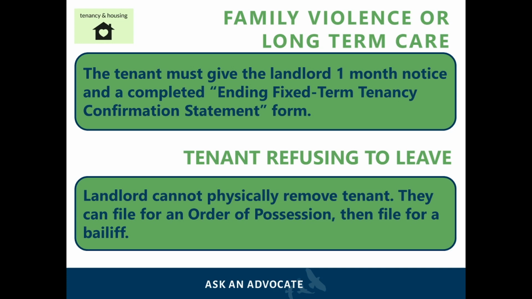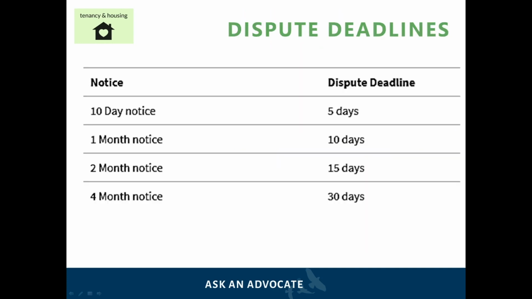If the tenant has received an eviction notice and they have reached the stage to vacate the property but is refusing to leave, keep in mind that the landlord cannot physically remove the tenant. The landlord must apply for an order of possession, to which then a bailiff will remove the tenant off the property. When a tenant receives an eviction notice, if they believe that it was not given in good faith, they must apply for a dispute resolution within a certain amount of days.